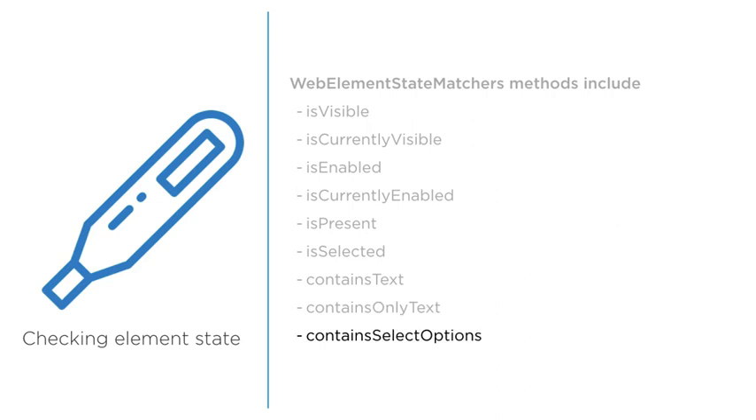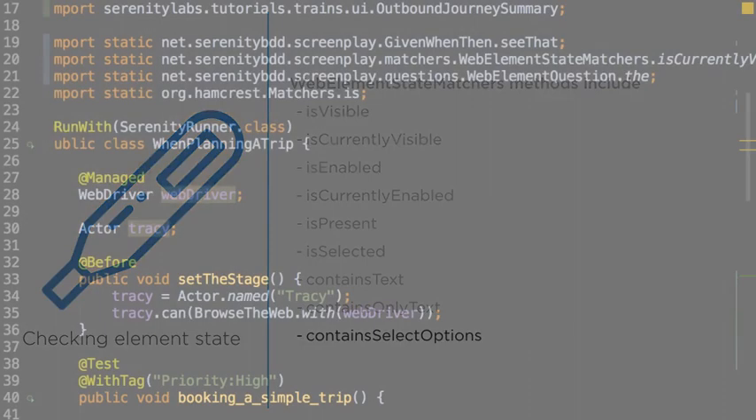And you can also check whether an element contains a certain number of options in a select. If you have a drop-down list which is variable, you may need to check whether it's containing the right values, and that's what you would use this for. So now we're going to have a look at some live code to see all this in action.